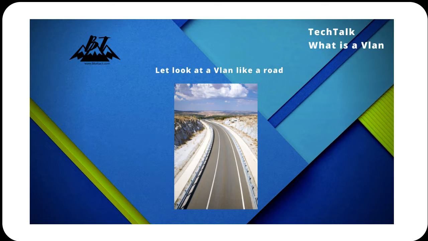Alright, so let's look at it like this. Let's look at a VLAN as a road. So you're on this road, you're driving along in your car, your truck, or whatever. This is your VLAN. As you can notice, there are no exits, there are no entrances. This is just the way it is. You're driving along on this road. Think of your car as your internet traffic or your printer traffic or any of your traffic on your network.